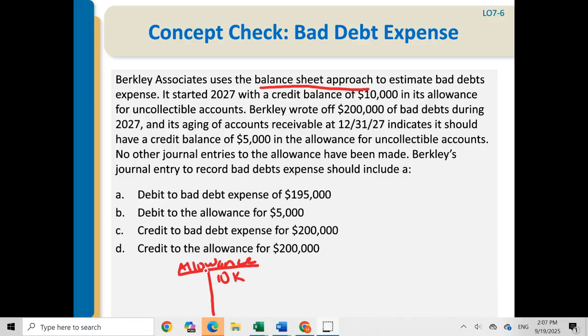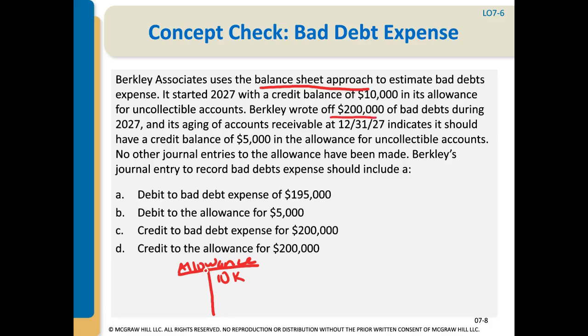Then it says Berkeley wrote off $200,000. So to write off $200,000, it would have debited the allowance for doubtful accounts, and then would have credited accounts receivable. So this would have been a debit to the allowance and a credit to the accounts receivable for $200,000. That's what that entry would look like right here. So I'm just going through the T account of what happened in this account throughout the year.